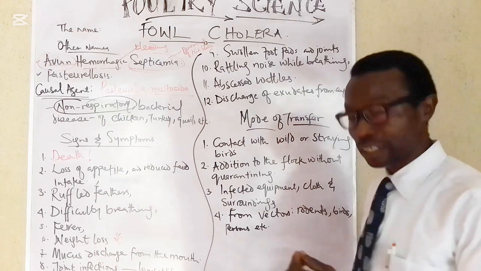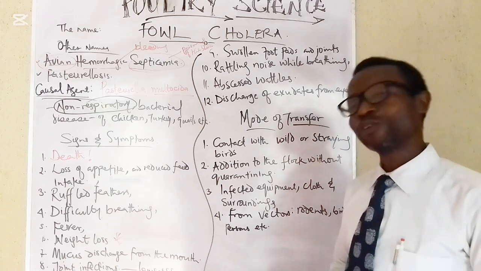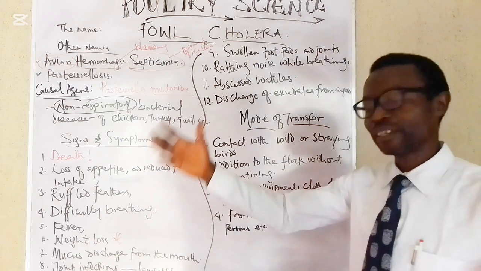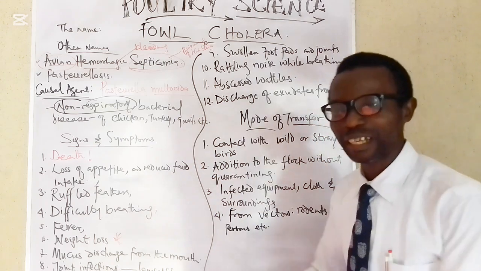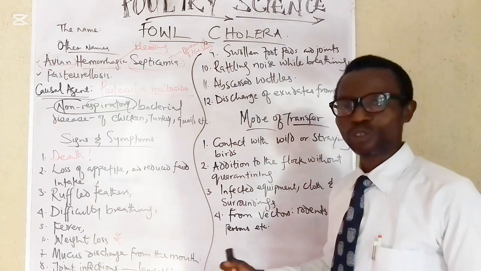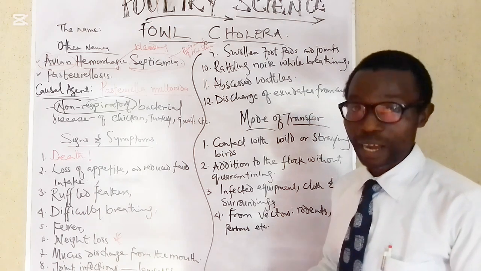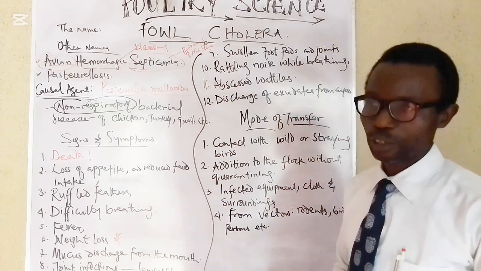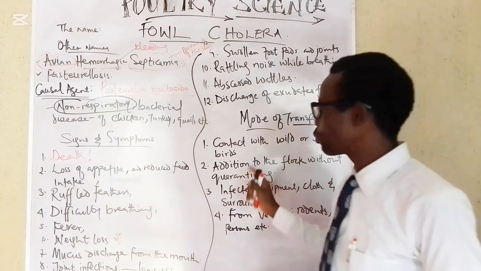And that one is almost similar to this: deliberate addition to the flock. You've gone somewhere and someone says, oh well, I've seen this, or maybe someone else is in crisis, and you buy the birds. Don't bring them directly into your flock. Or maybe you just want to increase the number, you go to the market or wherever, you buy from another farm. Don't introduce them directly.